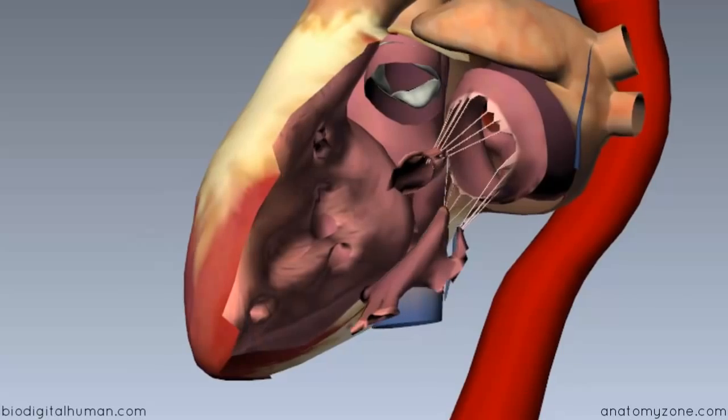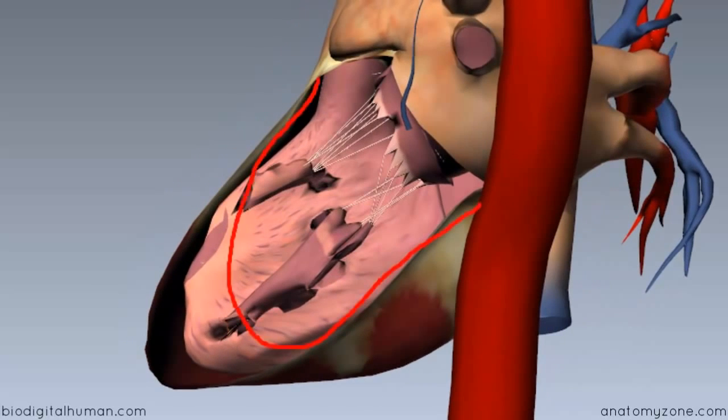I've removed the ventricle wall here, but just drawn a sort of vague outline for the wall here. You can see the two papillary muscles. You've got an anterior papillary muscle and you've got a posterior papillary muscle. The function of the papillary muscles is the same as in the right ventricle. Together with the chordae tendineae, they hold the mitral valves in place.